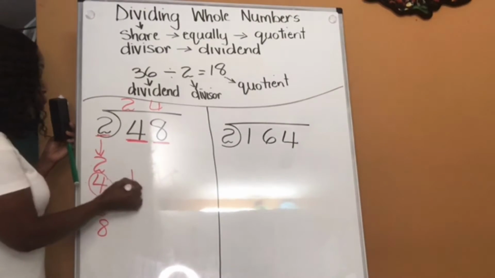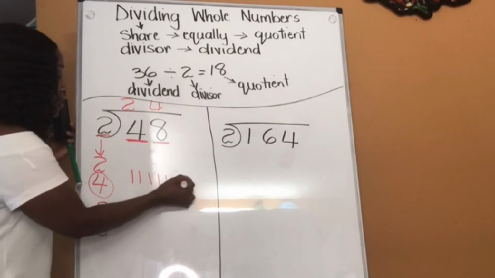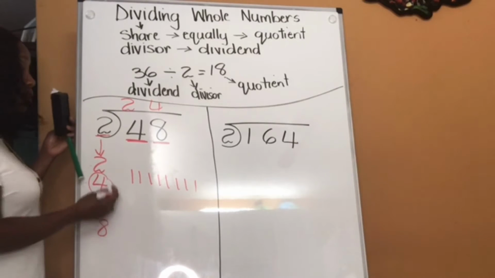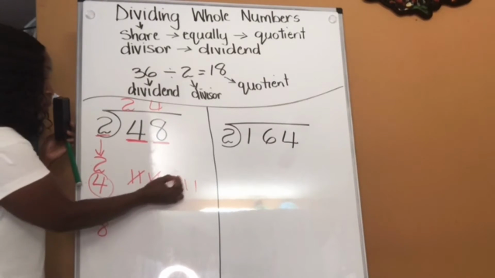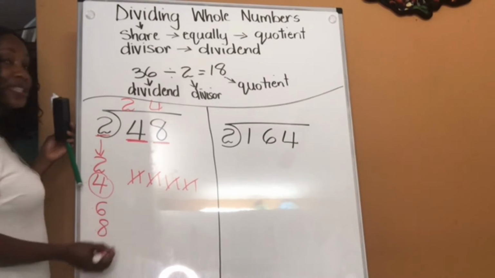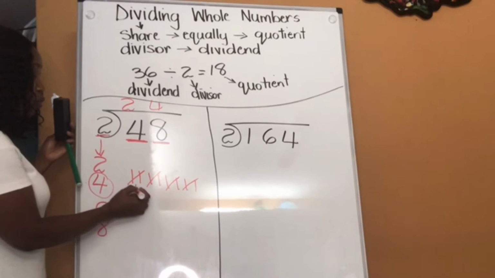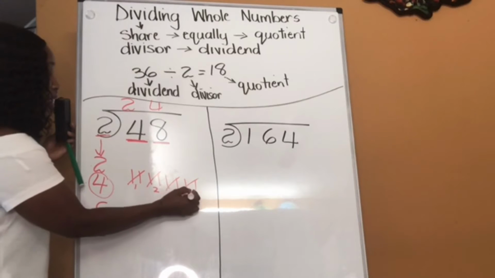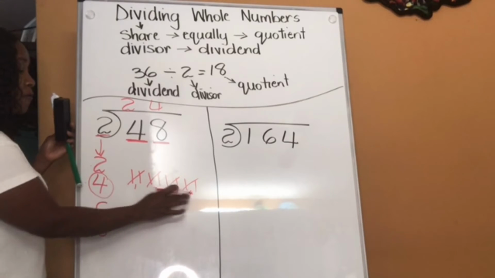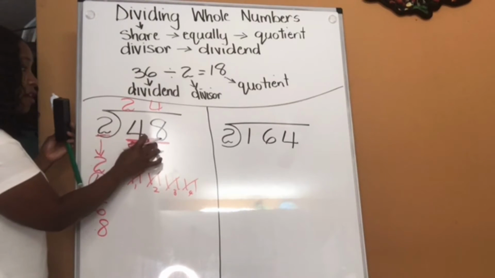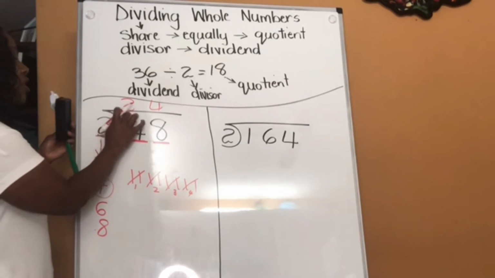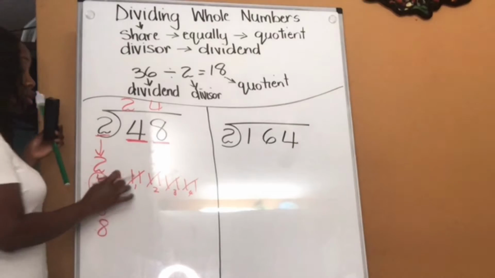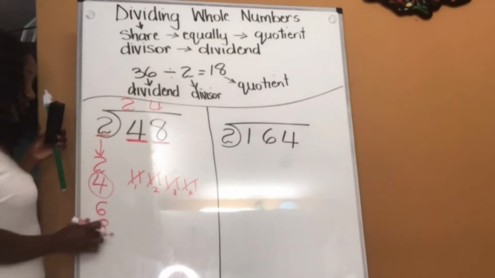Or you could draw 1, 2, 3, 4, 5, 6, 7, 8 strokes. Take out sets of 2. One set of 2, another set of 2, another set of 2, and another set of 2. Now you count how many sets. 1, 2, 3, 4. So you can get 4 sets of 2 out of 8. So when you divide 48 by 2, your answer is 24. So you can draw your strokes, or you can skip count.